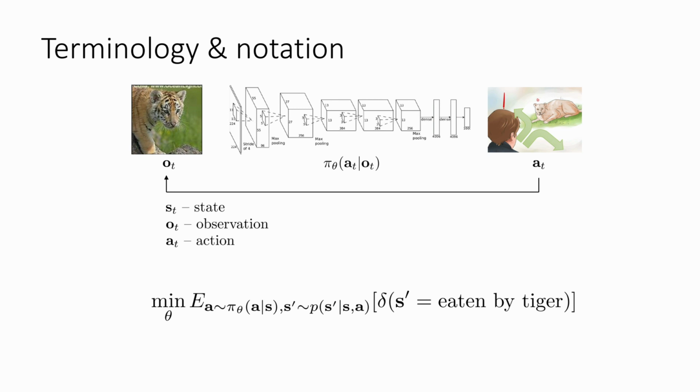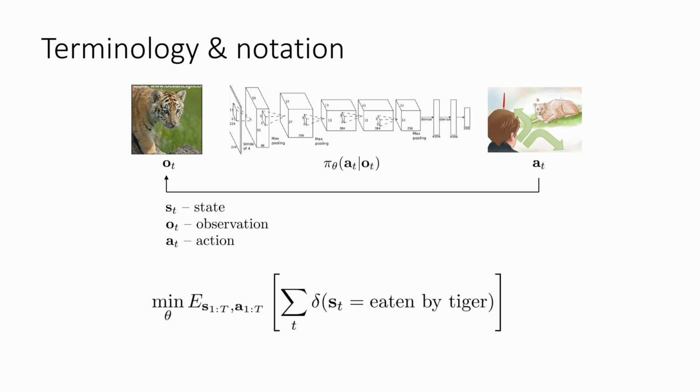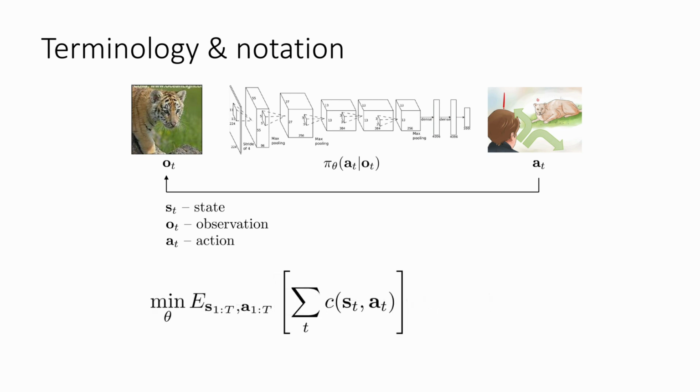Now, in general, you might prefer not to get eaten by the tiger today and tomorrow and the day after. So you could write it like this. You could say, I want to minimize the expectation for a sequence of states and actions of this delta function for being eaten by the tiger. And this is getting closer to what a proper reinforcement learning problem looks like. So then just replace this delta with some cost, and then you say, what I really want to do is minimize the sum of these costs over a time sequence, and the states are distributed according to the dynamics, and the actions are distributed according to the policy. We'll make this much more concrete and much more detailed in the next lecture.